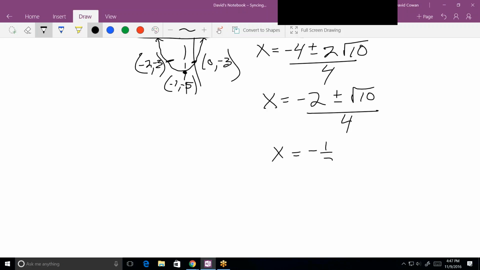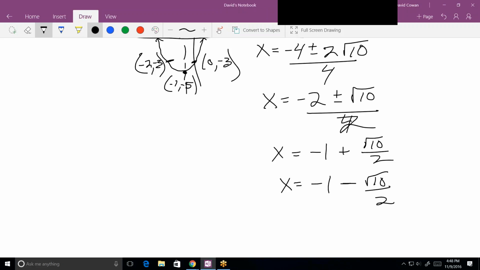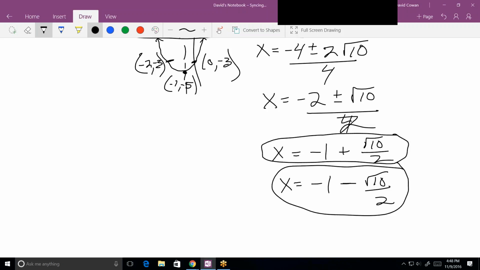Minus 1/2 plus root 10 over 4. Oops, excuse me, this becomes a 2, doesn't it? Yeah, sorry. Minus 1 plus root 10 over 2, or minus 1 minus root 10 over 2. There are your two x-intercepts. And that's exactly the way you want to write them.